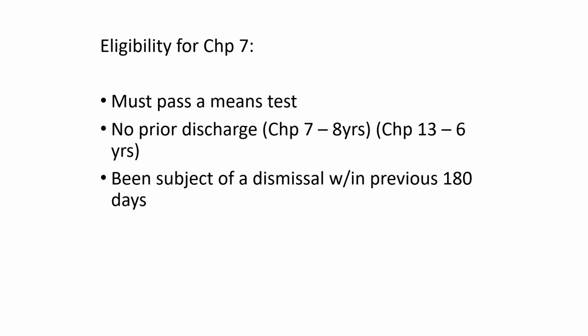No prior discharge of a bankruptcy proceeding. Again, like I said earlier in the last video, there was no limitation. You could just file every year, every 2 years. Now you have to show that you didn't have a Chapter 7 discharge within 8 years, or Chapter 13 in 6 years. And you have to show that you haven't been subject to a dismissal in the previous 180 days. So let's talk about this means test in a little bit more detail.